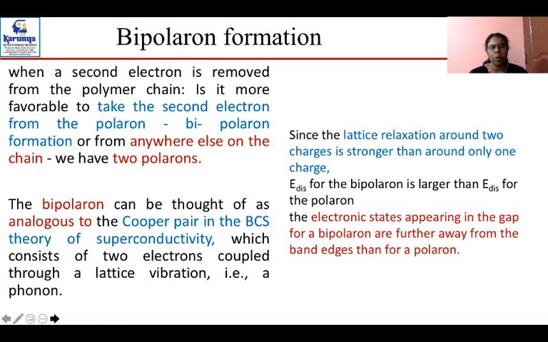Now, bipolaron. So further, if you oxidize the same thing, when a second electron is removed, initially to form a polaron, only one electron was removed, and we saw the energy levels appearing in between the conduction and valence band. So now when you remove the second electron, two things can happen. You can remove the second electron from a polaron itself, then you call it a bipolaron.